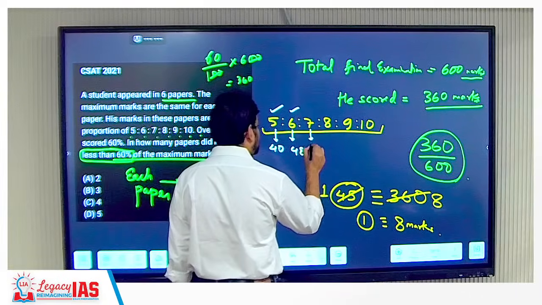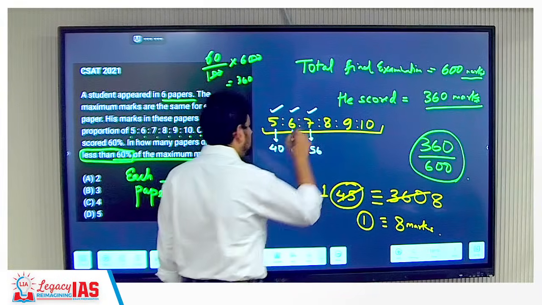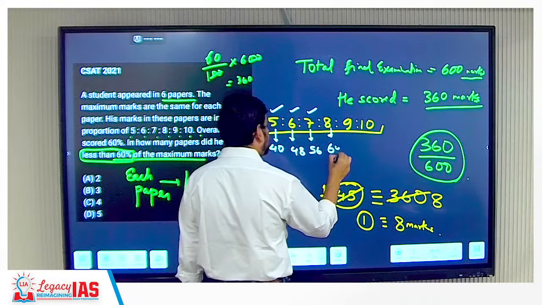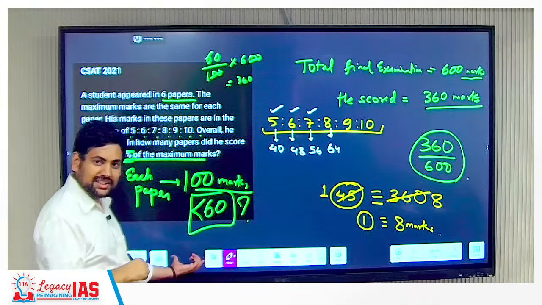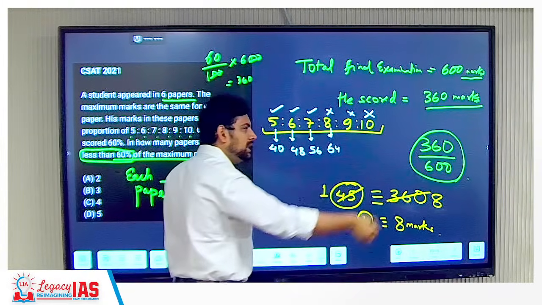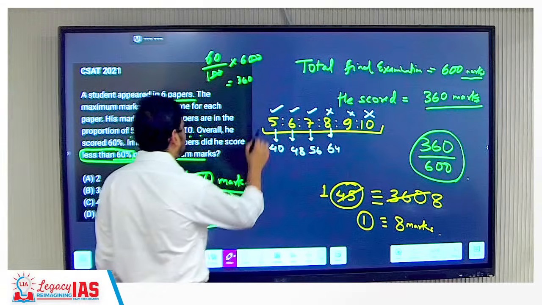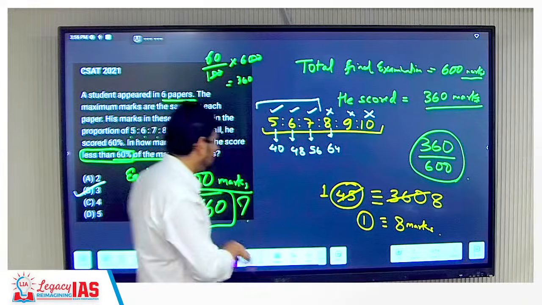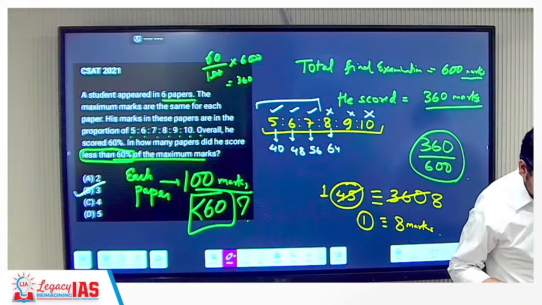Then 8 sevens are 56. Again I have to count this, because it is less than 60. Then 8 eights are 64. Is 64 less than 60? No. So I don't have to count this. Similarly, these two will be even bigger, so I cancel them out as well. How many papers did he get less than 60 in? B, that is, in 3 papers he got less than 60.